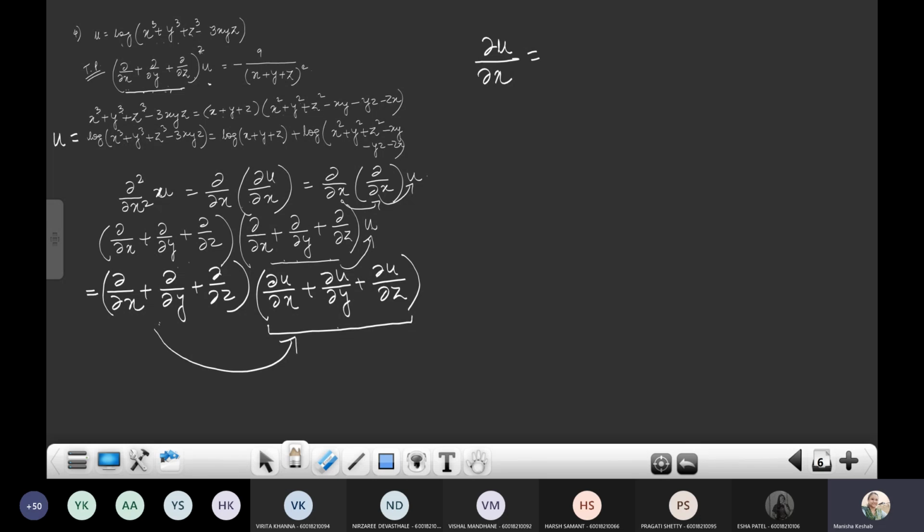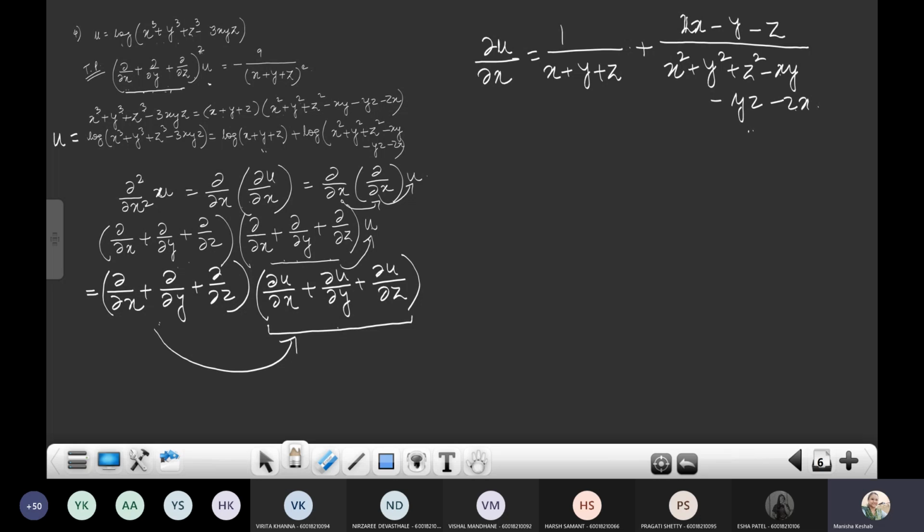Now we have to differentiate u with respect to x. So first we get 1 upon x plus y plus z into del/del x of x plus y plus z. That is del/del x of x only, and that is equal to 1. So we got that. Next, 1 upon x square plus y square plus z square minus xy minus yz minus zx into, now we have to differentiate this with respect to x. So in the numerator we will get 2x from x square, minus y from this, and minus z from this.